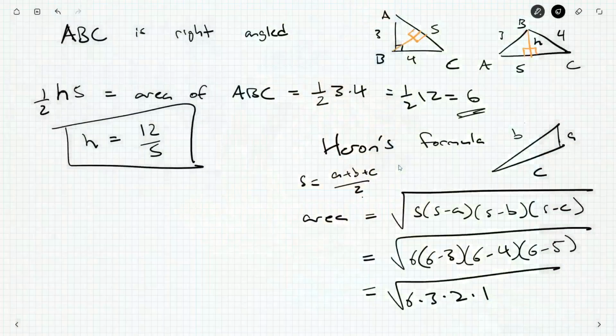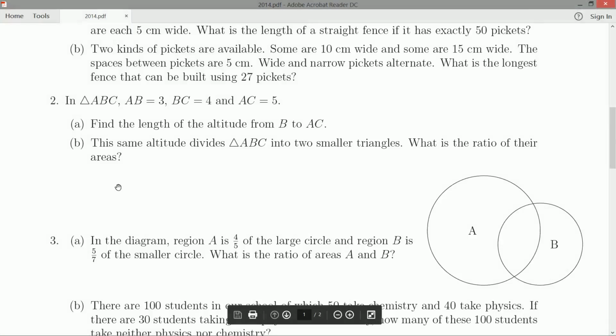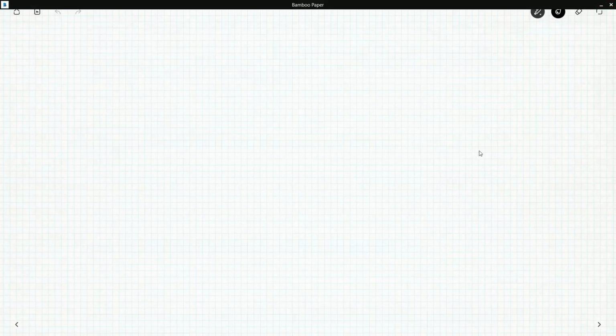Okay? So that was just A part of question number 2. We do have a B part. B, this same altitude divides ABC into two smaller triangles. What is the ratio of their areas? So we'll draw a slightly bigger picture.